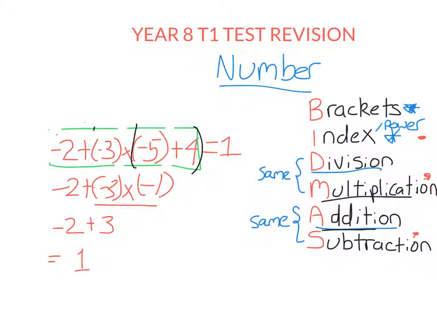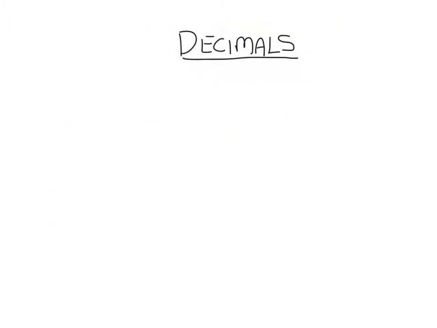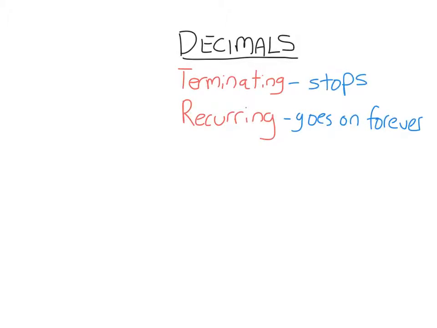All right, let's move on now to decimals. So you all know what a decimal is. It's part of a number. A decimal is just another way we can write a fraction. But this year, you would have learned something new about decimals because we have different types of decimals, terminating and recurring. So terminating means stops and recurring means goes on forever.